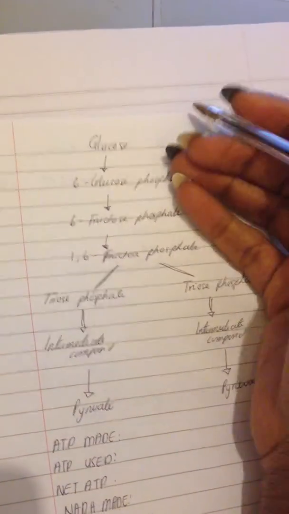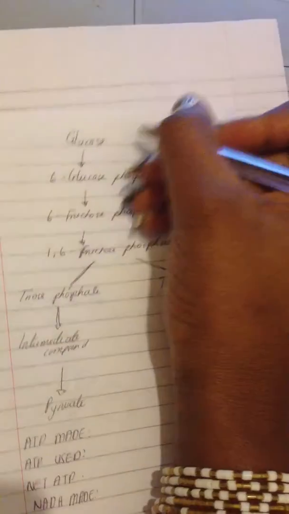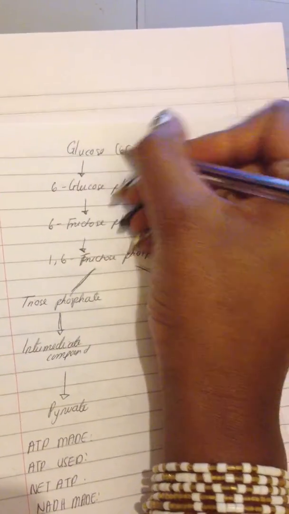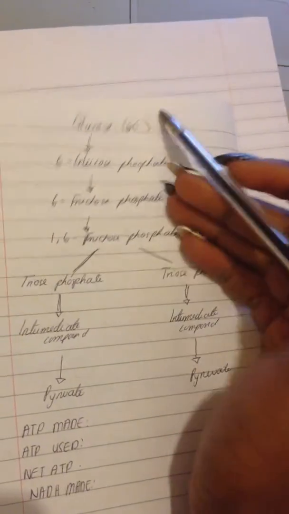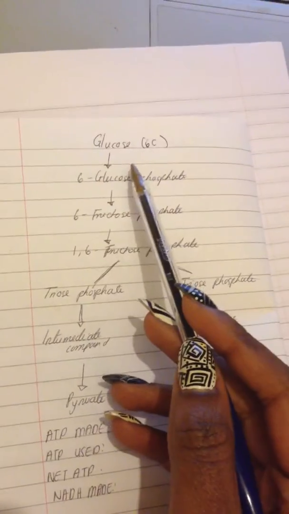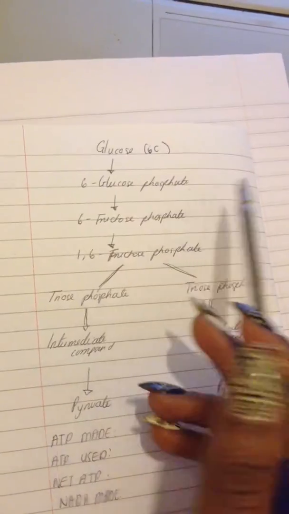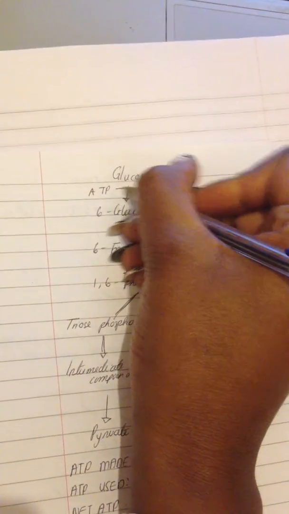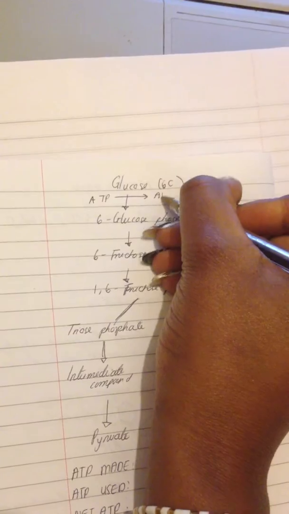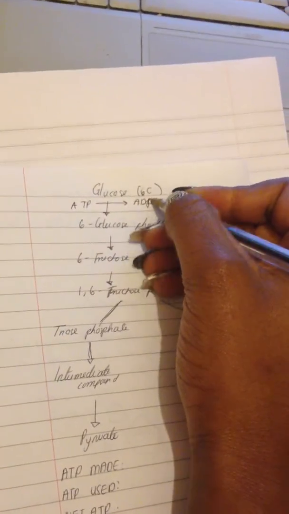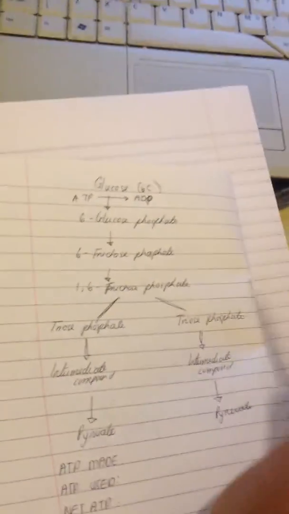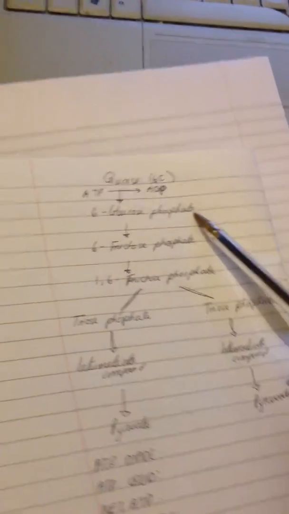So back to glycolysis. Here we've got our glucose, which is our respiratory substrate here. Glucose has 6 carbon atoms. Okay, now the first step is glucose is phosphorylated. This is done by taking a phosphate group from our adenosine triphosphate, our ATP. So taking a phosphate off that, giving us adenosine diphosphate, which just means it's got 2 phosphate groups. So this here is phosphorylation of glucose, giving us 6 glucose phosphate.